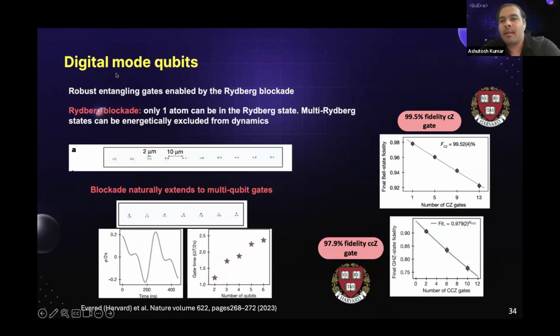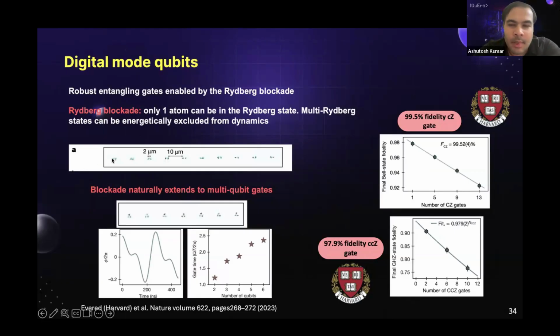One of the most attractive features in neutral atom quantum computing is the Rydberg blockade, and you can have robust entangling gates enabled by it. Once you have a Rydberg excitation, only one atom can go into the Rydberg state. All the adjacent atoms cannot be excited to the Rydberg state because of this phenomenon, so you can exclude multi-Rydberg states from the dynamics.